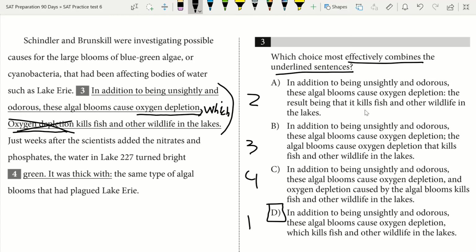Now I want to cover a few things when we're asked to combine underlined sentences. There are a couple of things you want to watch out for. One of those is modifiers. I'm actually going to make a list for you right here. I'm going to write "watch out for" and then the items. Keep in mind this is for questions where you're asked to combine underlined sentences. These are the things you want to watch out for. One of them is modifiers.